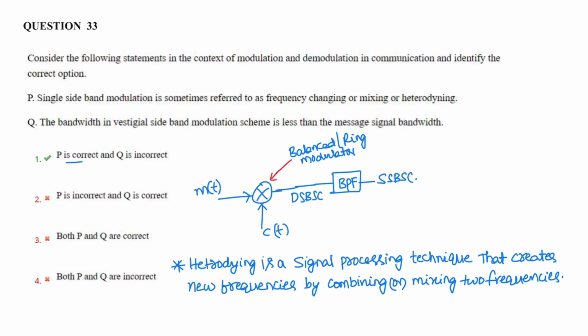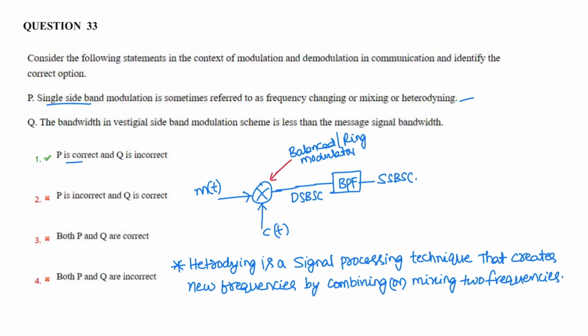Next question. Consider the following statements in the context of modulation and demodulation related to single sideband modulation. Statement P: SSB modulation is sometimes referred to as frequency changing, frequency mixing or simply heterodyning. The statement is correct because heterodyning is a signal processing technique that creates new frequencies by combining or mixing two frequencies. Let us see the block diagram of the SSB-SC modulator.